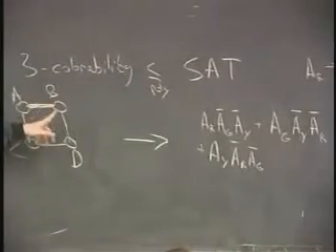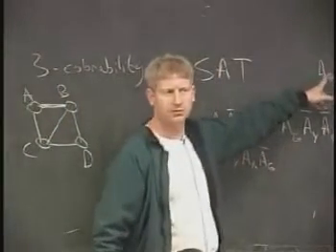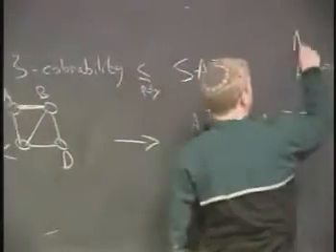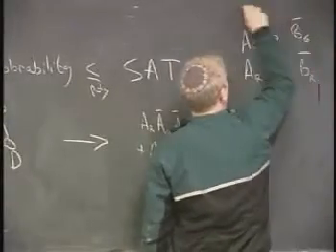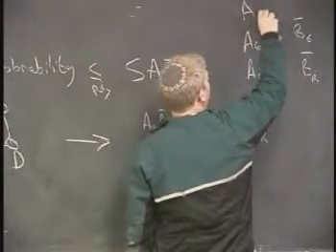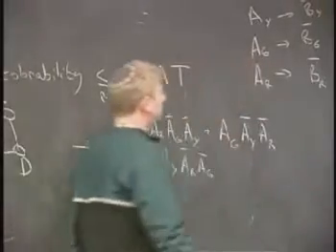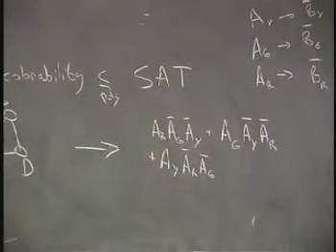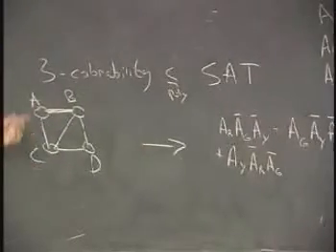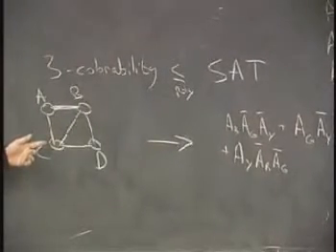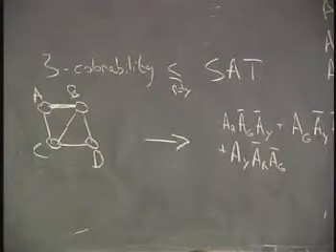Well, let's just do the AB edge. You're right, Michael. I got to do more than this, right? It's also A green implies not B green, and A yellow implies not B yellow. Okay. That's fine for the AB edge. Now I got to do it for the AC edge. Is this enough for the AB edge?